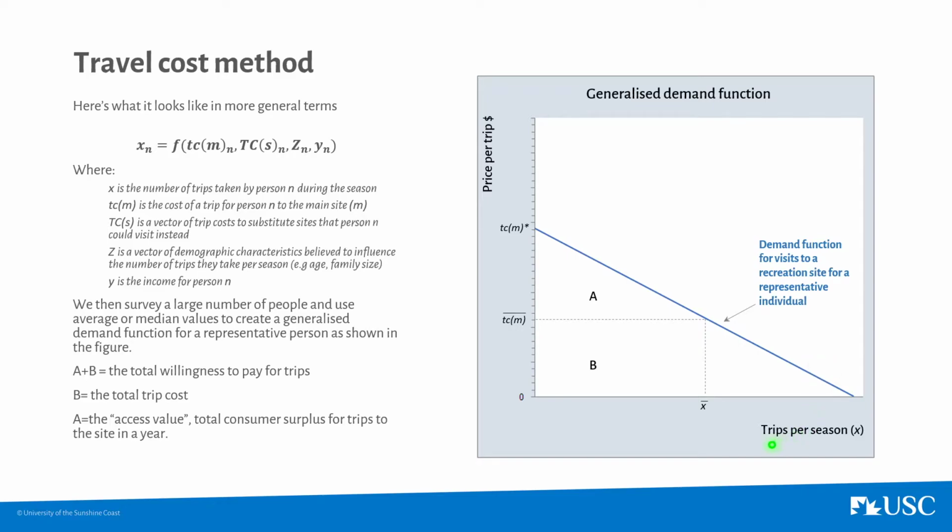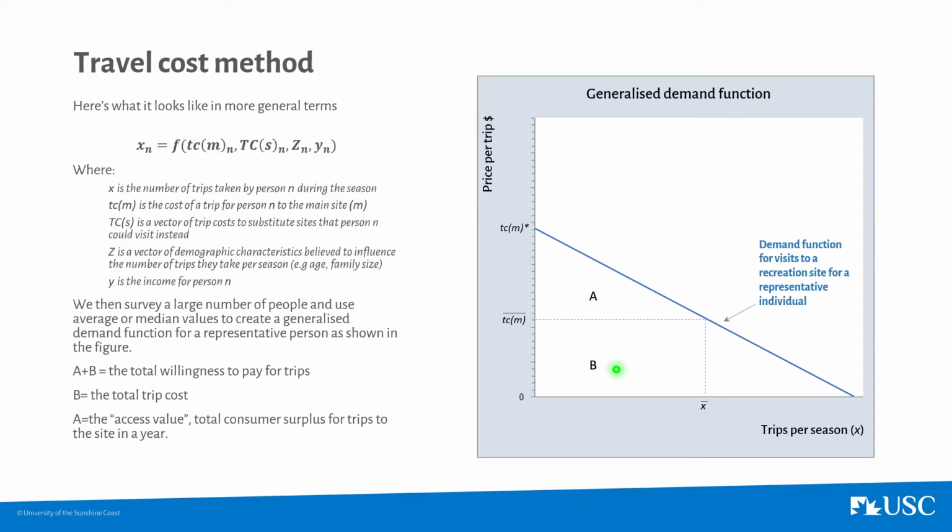All right. So we have trips per season, total cost per trip. This is the total cost. This is called the choke price, actually, which is the cost at which nobody would travel to the site. Here is the travel cost, which would be perhaps to the main site, and this would be either an average or a median. We would have the average trips per year.